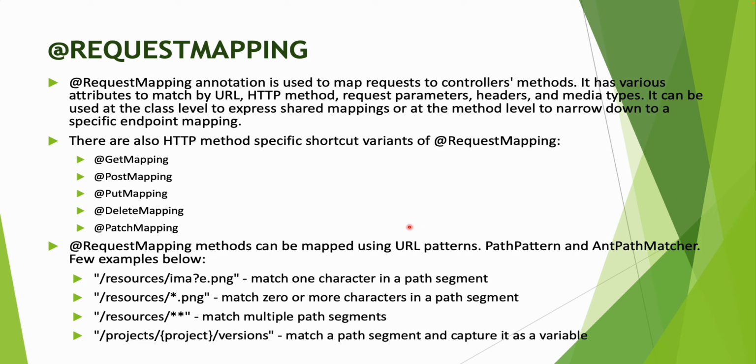@RequestMapping is mapped using URL patterns. The URL patterns that @RequestMapping supports are path patterns and Ant path matcher patterns. Here are a few examples. If I give a question mark, what will happen in this case? It will match one character in the path segment. If I need to match zero or more characters, then I can give a star, like star.png. I can give double star to match multiple path segments. I can also give a variable name inside braces, which captures it as a variable and matches it with a path segment.